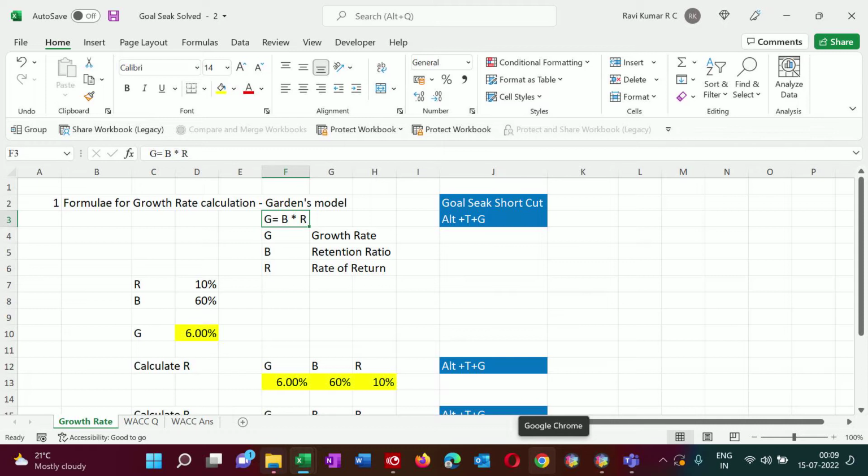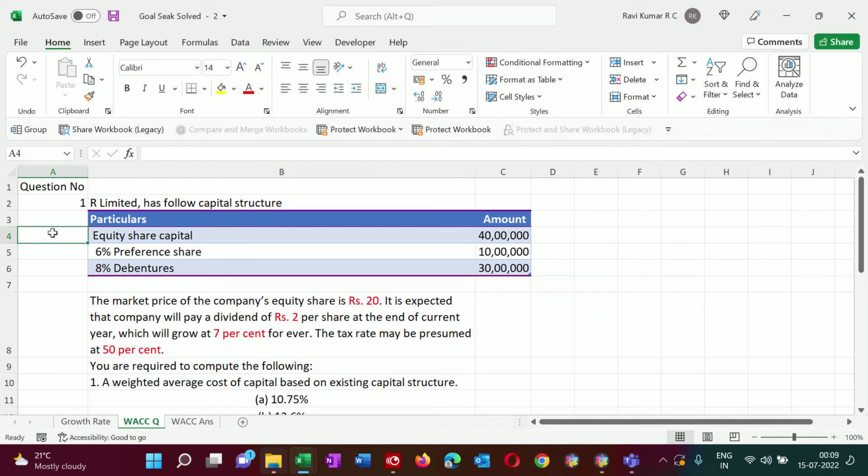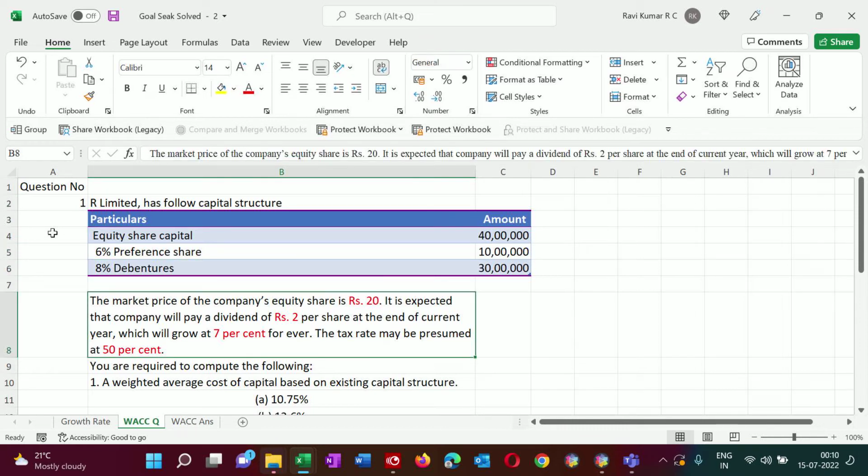Now let us take one more example, that is weighted average cost of capital calculation. I've taken a small problem. A limited company has the following capital structure: equity share capital, preference share at 6%, 8% debenture, and they've given some more information on this.